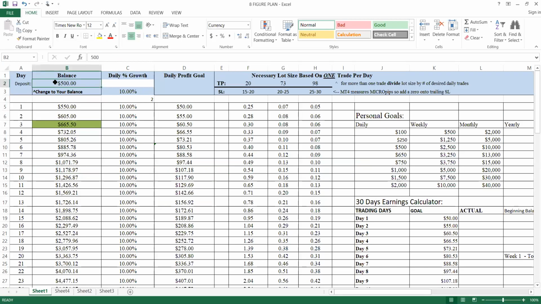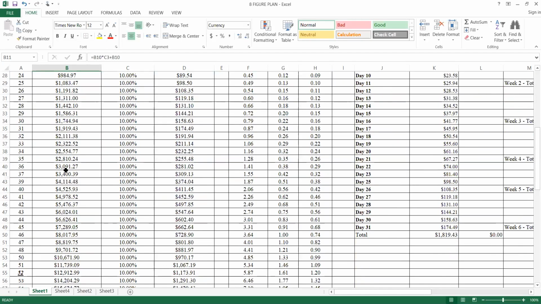So let's assume that you want to make $500 per day. That's your goal. You want to start making $500 and you only have $100. How long will it take you? It will take you about 42 days.